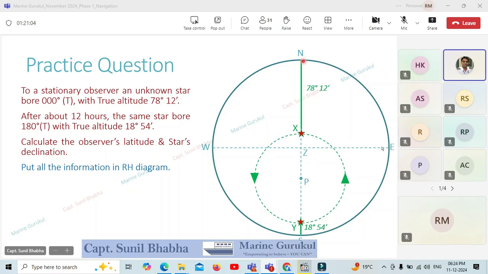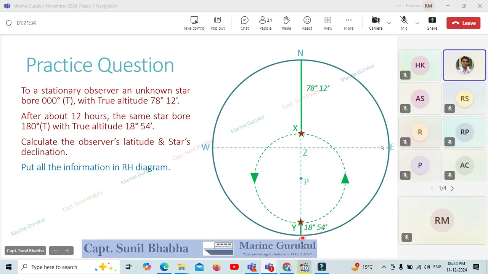To see, the distance N to X is 78 degrees 12 minutes and the distance S to Y is 18 degrees 54 minutes. Now we know that from S to Z is 90 degrees and from Z to N is also 90 degrees. So the total distance from N to S is 180. The diameter of this diagram, the rational horizon diagram, is 180.